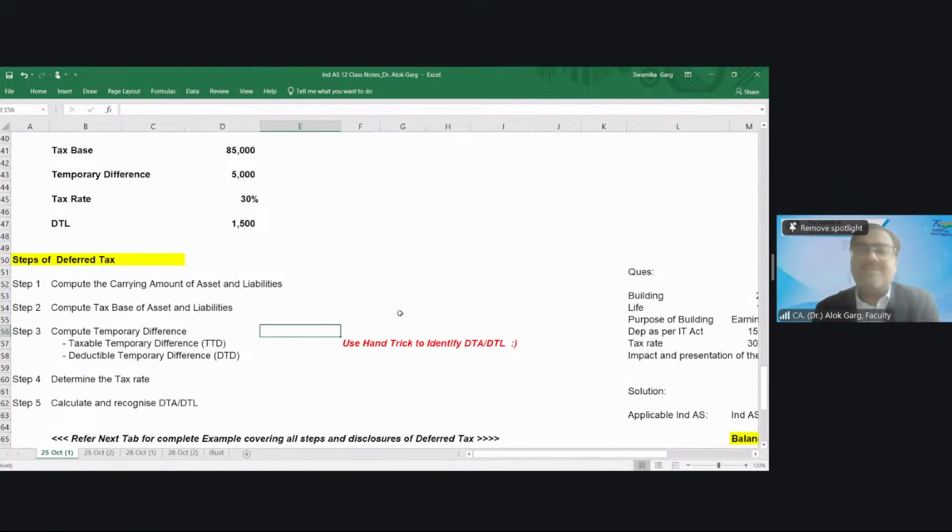Taxable refers to deferred tax liability and deductible refers to DTA. So Karthik, that is an outcome. If it is a taxable temporary difference, it leads to the creation of a deferred tax liability. If it is a deductible temporary difference, it leads to the creation of a deferred tax asset. But how will you conclude that? See, as the name suggests, taxable temporary differences means those temporary differences which will be taxable in future.